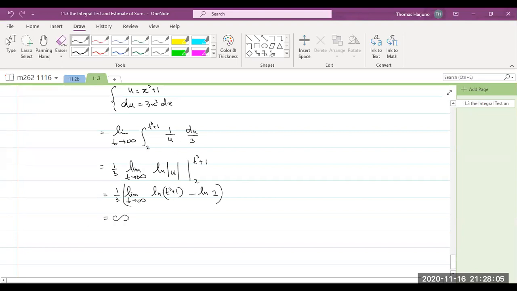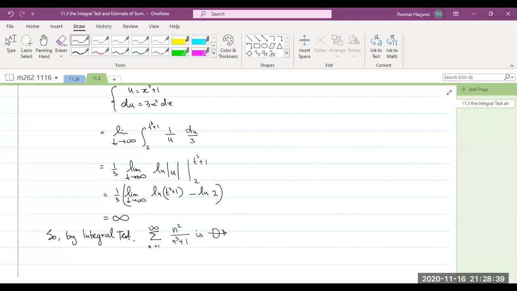This is infinity. So by the integral test, that series is divergent. I think in the next section you will see we can actually do it a lot faster. We can do that one a lot faster.